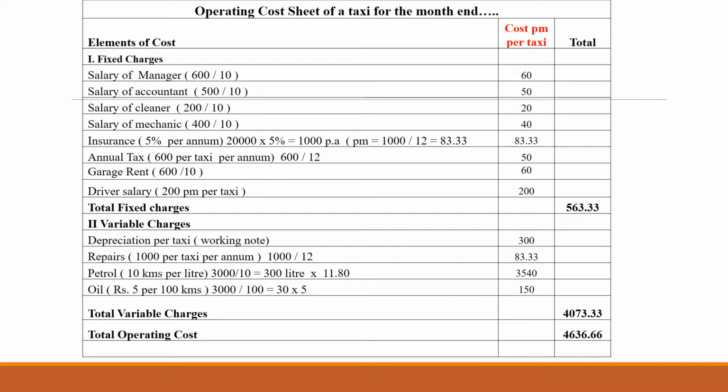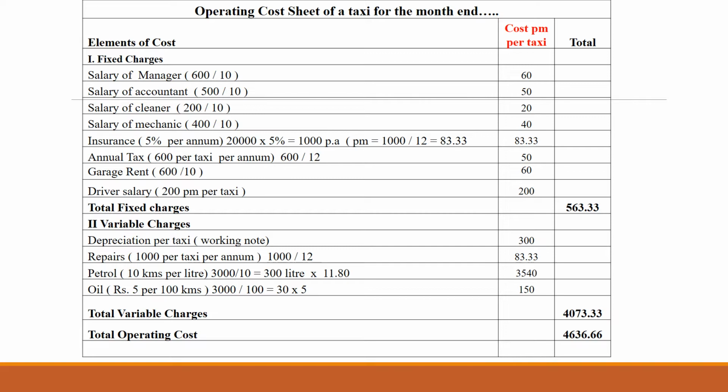Insurance should be calculated on the cost of a taxi. So single taxi cost is 20,000. 5% of that is 1,000. That is per annum, 1,000 per year.